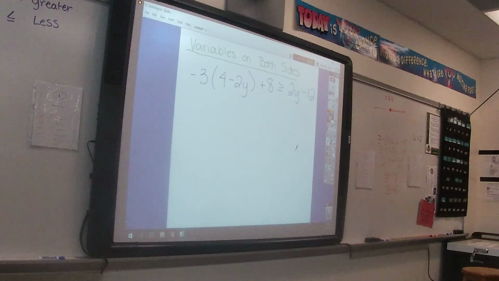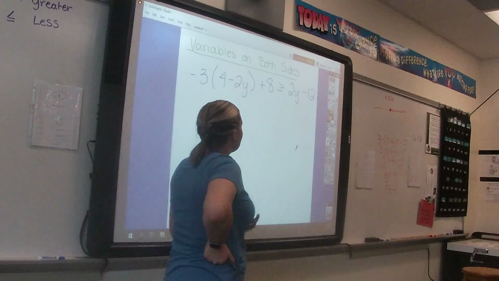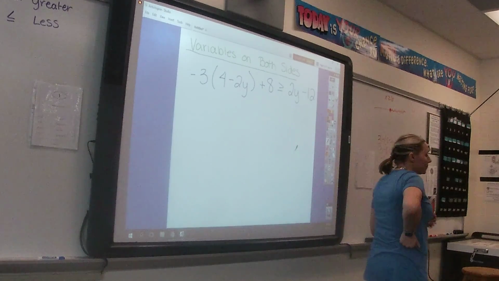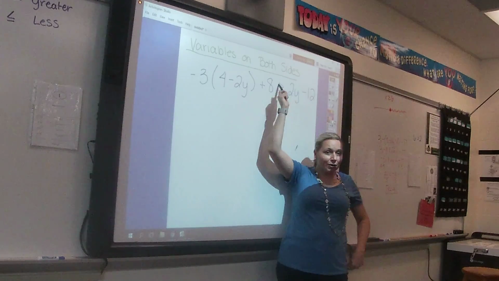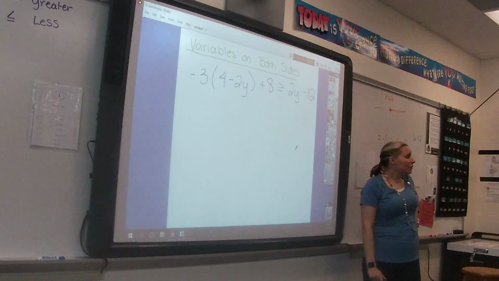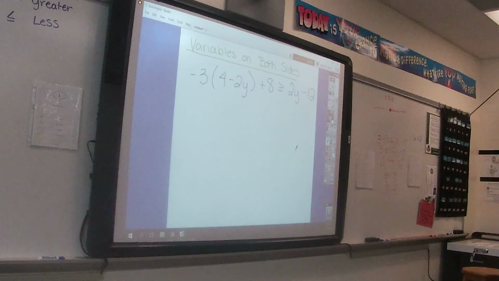Okay, so we go down our list. Right, we have -3 times 4 minus 2y plus 8. What inequality symbol is this? Greater than or equal to 2y minus 12. Okay, so if we look at this, are there parentheses? Yes. So what do we do if we see parentheses?